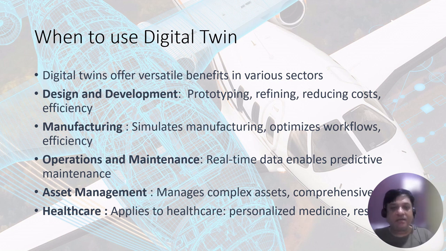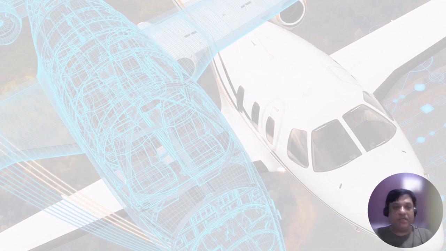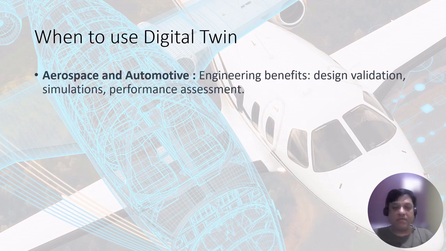Then comes healthcare. In healthcare, it models and simulates the human body, which can aid personalized medicine, treatment planning, and medical research. Then comes aerospace and automotive. These are the industries where they do design validation, aerodynamics, simulations, crash testing, and more. And the engineers refine designs and assess performances without the physical prototyping.